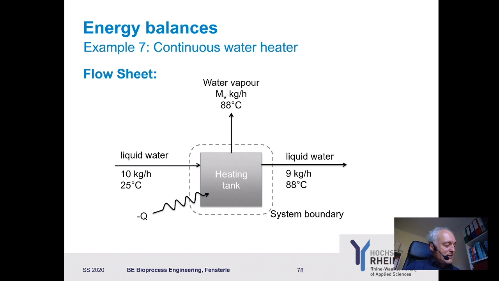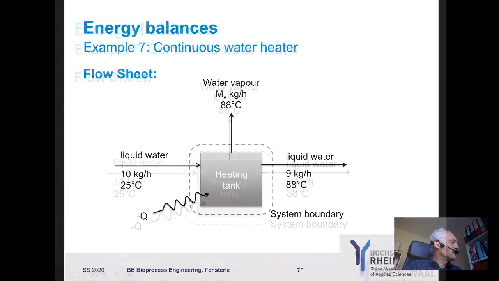So, well, we just then can use the data from the steam table what we need. So we need the specific enthalpy of the liquid water with respect to our reference state for 25 degrees. We need the specific enthalpy of liquid water with respect to 88 degrees. And we need the enthalpy of water vapor at 88 degrees. So this is just what we transfer, and then we can do the calculation.